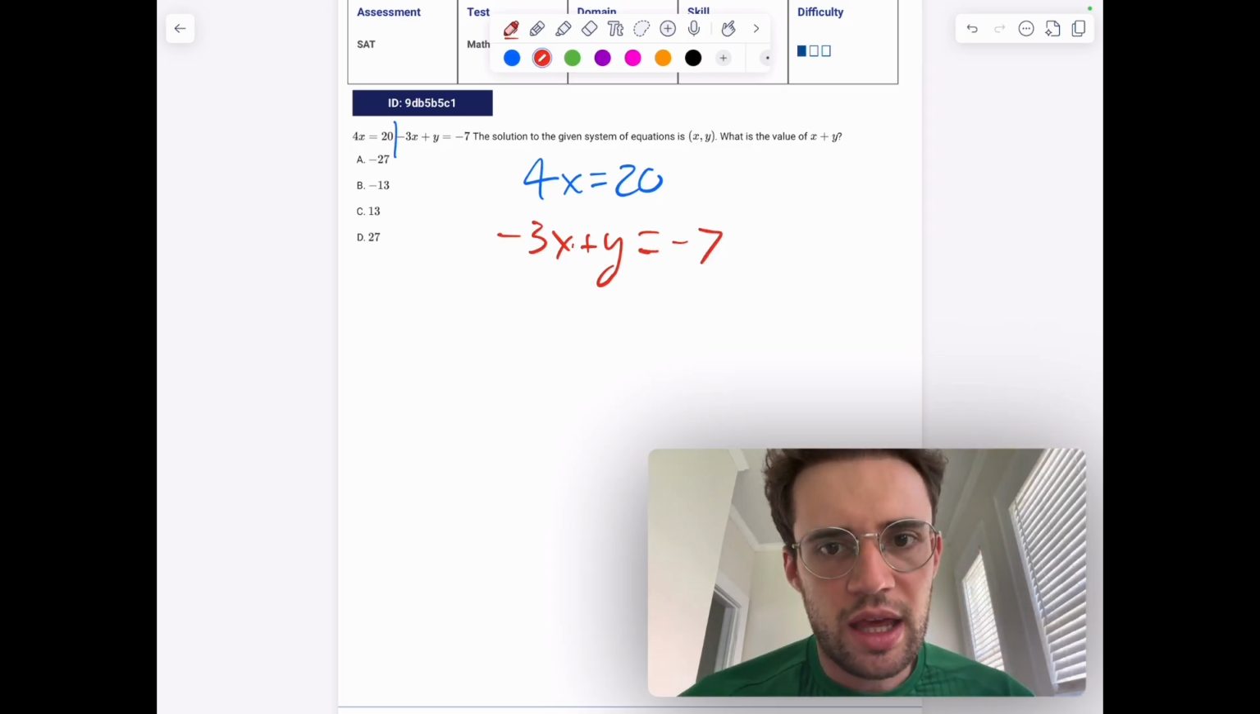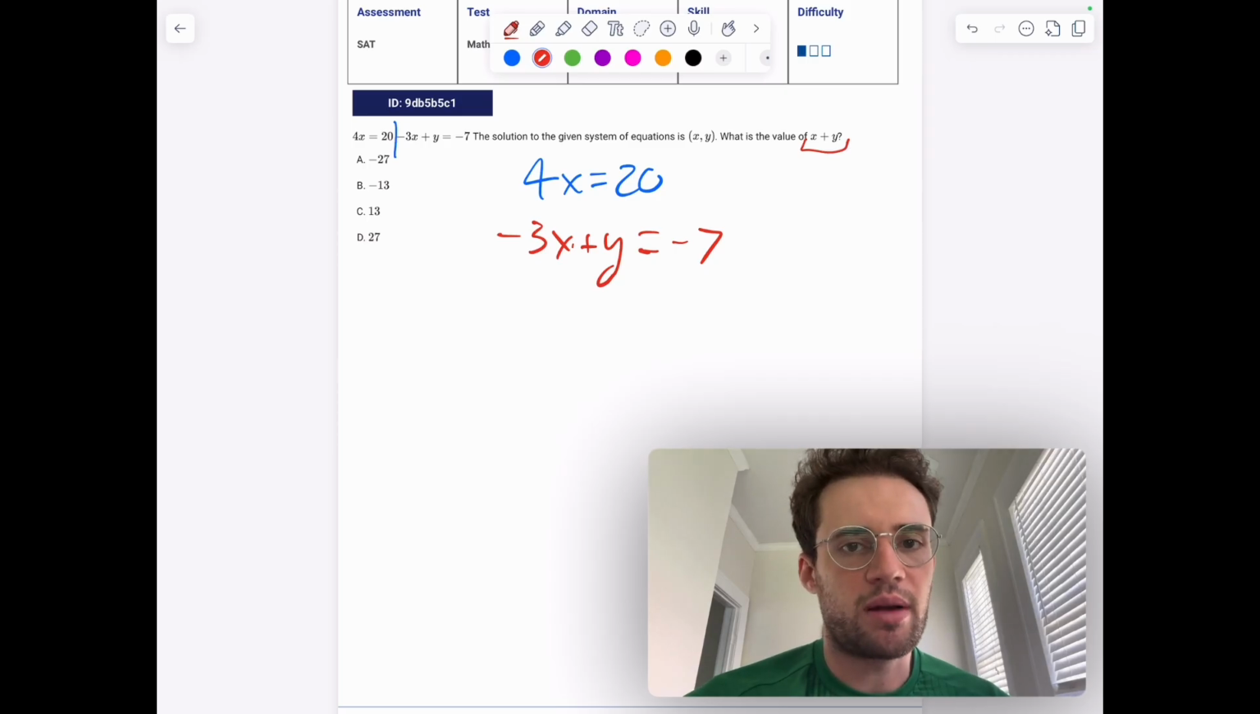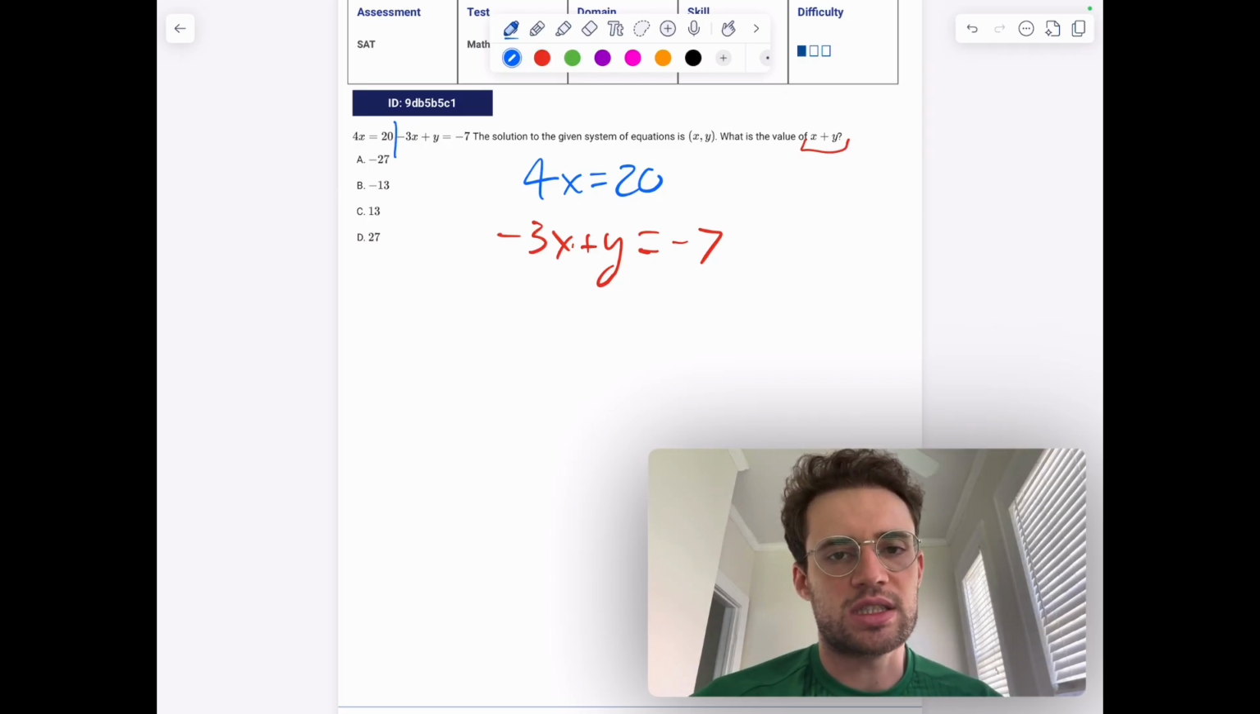The solution to the given system of equations is x comma y. What is the value of x plus y? So we need to find both. So using this 4x equals 20, we can quickly solve what x is. Just divide both sides by 4. And we get that x is equal to 20 divided by 4, which is 5.